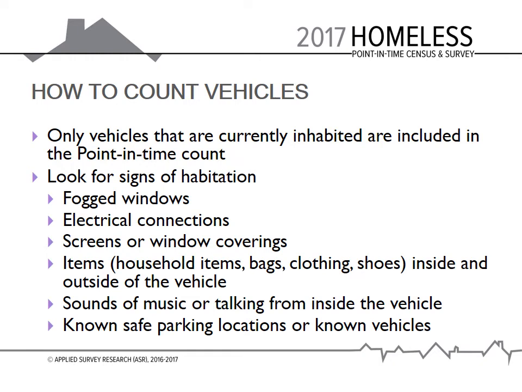As I mentioned in the previous slide, individuals living in their cars are included in this definition. So this slide is meant to review how to tell if a car or a vehicle appears to be inhabited by a homeless individual. So you're going to look for signs of habitation in the car. That would be fogged windows, maybe electrical connections coming out of the car, screen or window coverings. Oftentimes there'll be household items inside and outside of the vehicle, making it seem like more of a permanent living place. You might hear sounds of music or talking from the inside of the vehicle. And then sometimes there are some known safe parking locations or known vehicles by your homeless guide.